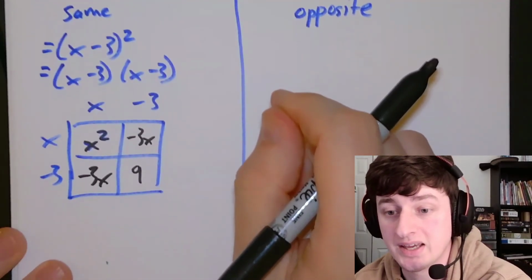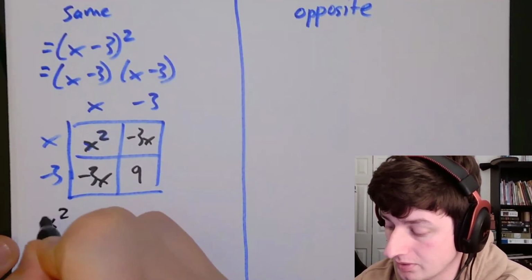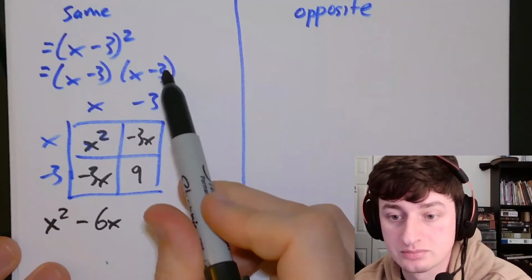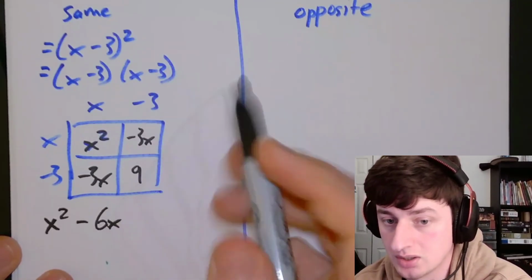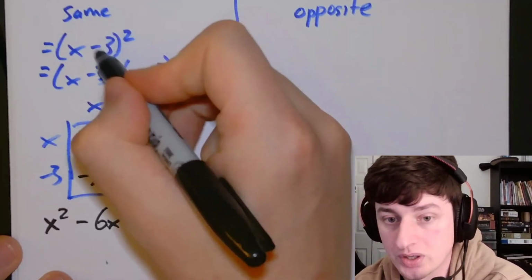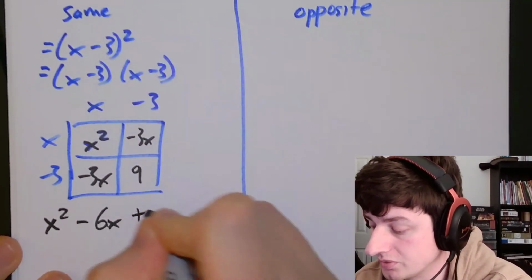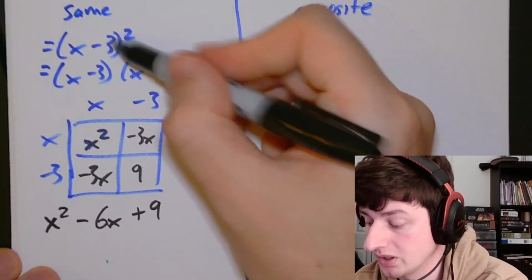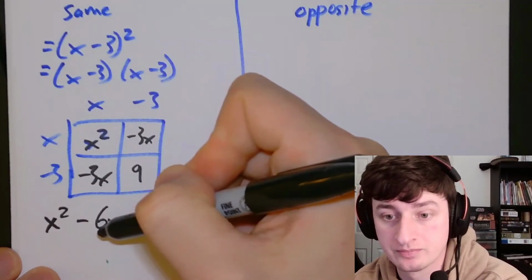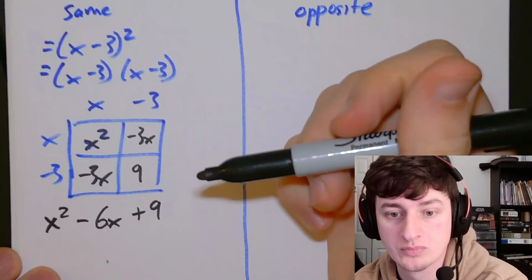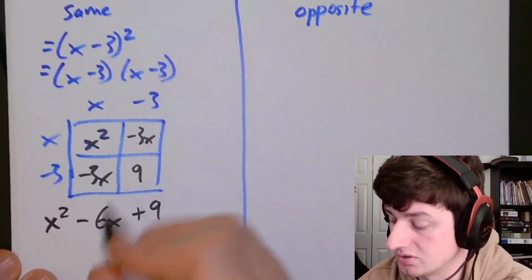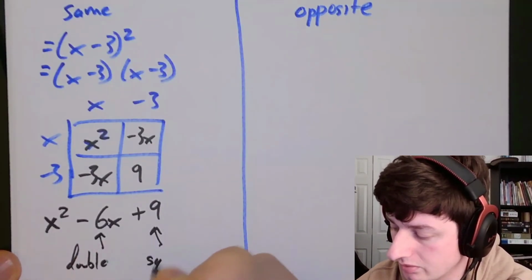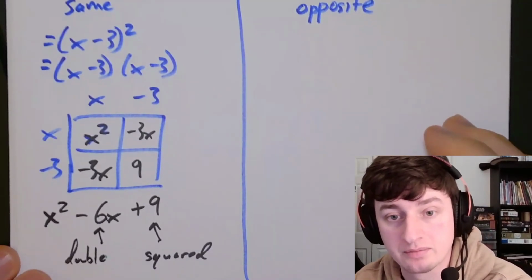And so whenever they're the same, the middle number is going to be twice this number times x, right? Because there's 2 negative 3's, so it's negative 6. And then the last number is going to be this number squared. The negative 3 squared is plus 9. And so if this was minus 4, we'd have plus 16 and minus 8. So there's a pattern here when the numbers are the same. This is double, and this is squared.